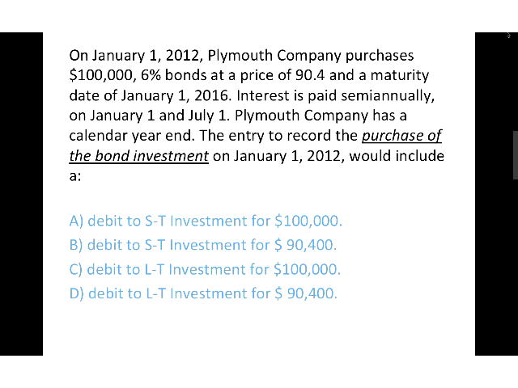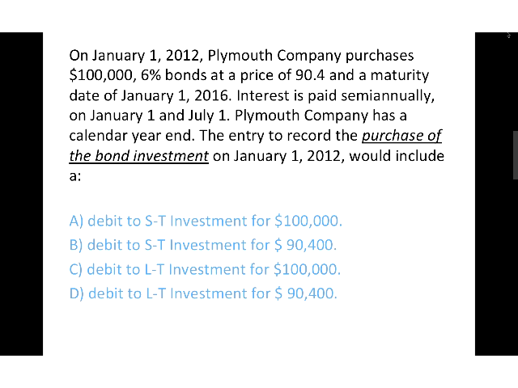6% refers to the annual interest rate on these bonds. When you see a percentage, that refers to the annual amount. That's not a semi-annual. That's the annual amount. At a price of 90.4. 90.4 is 90.4% of the face value. The face value is $100,000. Then it tells us that interest is paid semi-annually twice a year, and they have a calendar year end.